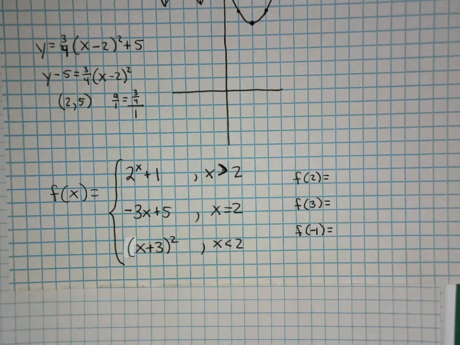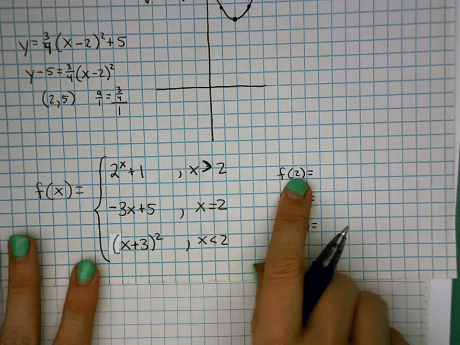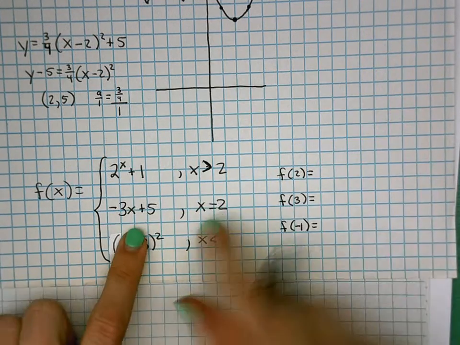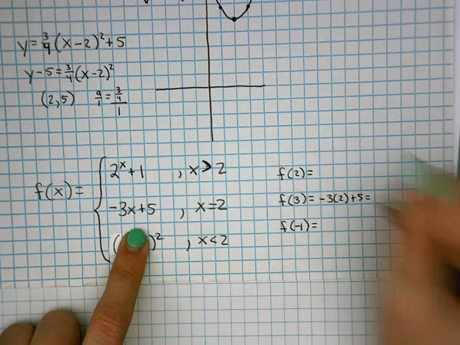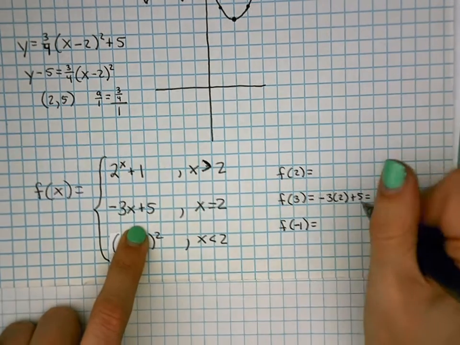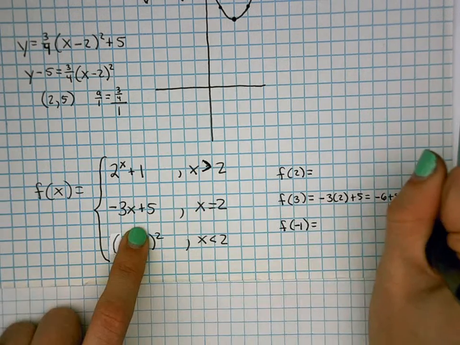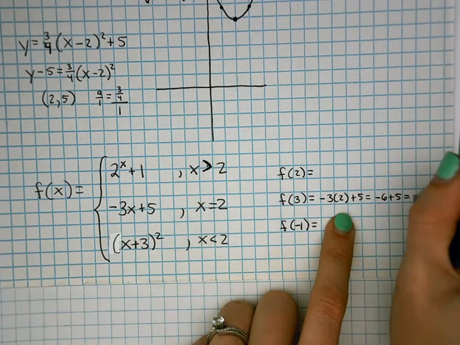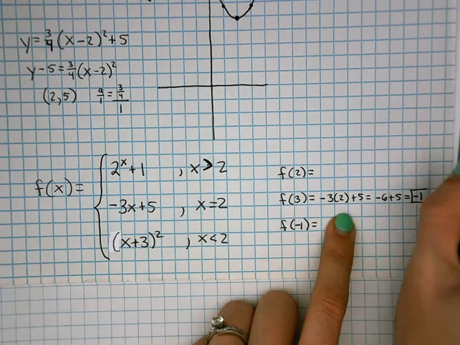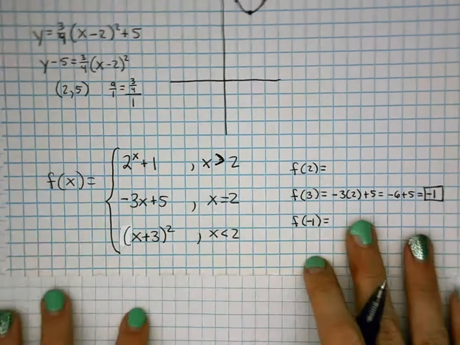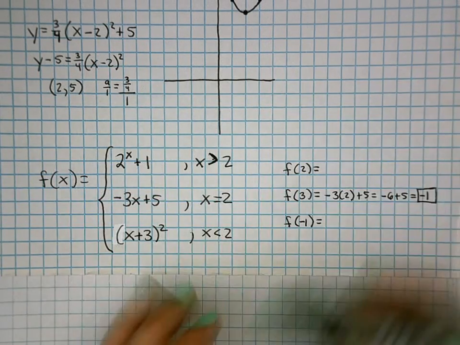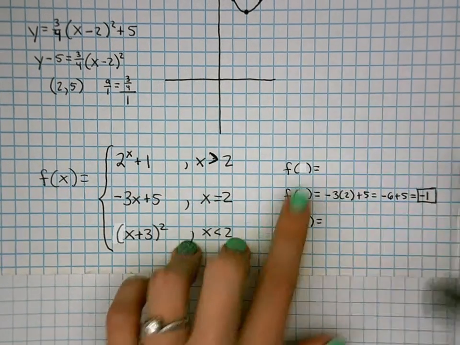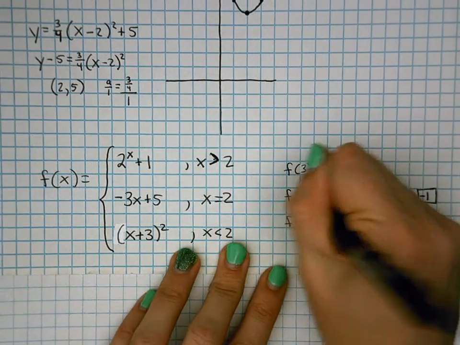Okay, f of 2, asking what happens at x equals 2. That's right here, so I'm using this guy. Negative 3 times 2 plus 5, which is negative 6 plus 5, or negative 1. Whoops, I put that on the wrong one. Put that on 3 on accident. Let's just switch these. There we go. F of 2 is negative 1.